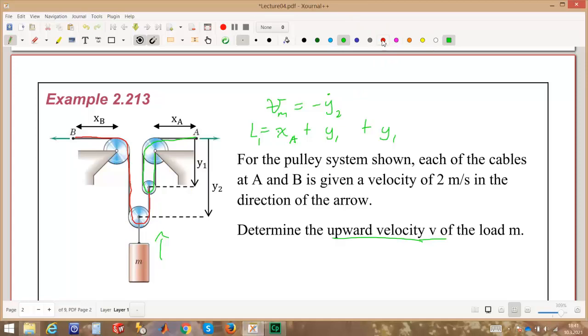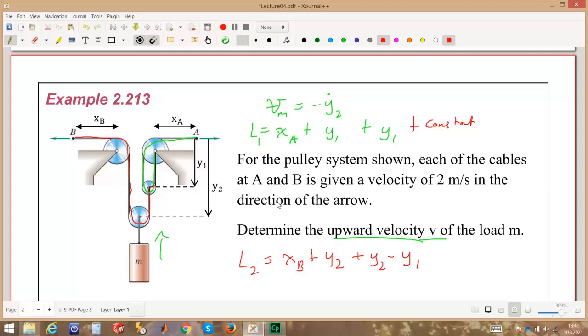I'm having a hard time seeing my cursor. Okay, for L2 that will be xp, and then plus y2 for this length here. I'm just neglecting the constants here. You might want to write here a constant that will disappear. These are the cable around the pulley. And then here we have xp, there's y2, and there's also this part which is y2 minus y1. So here we have two equations.